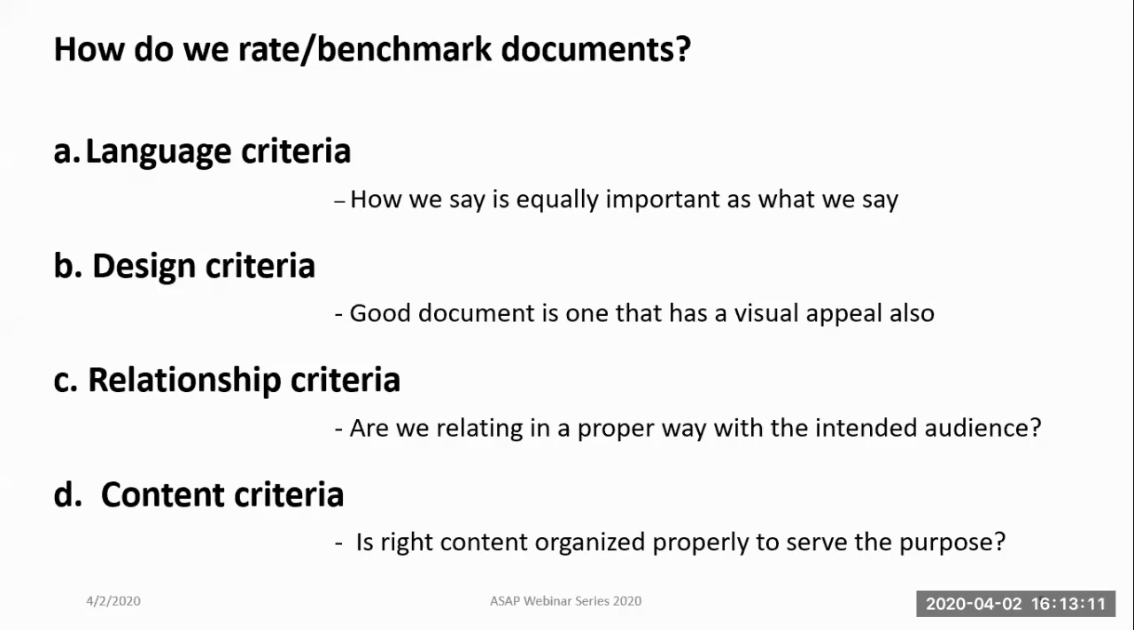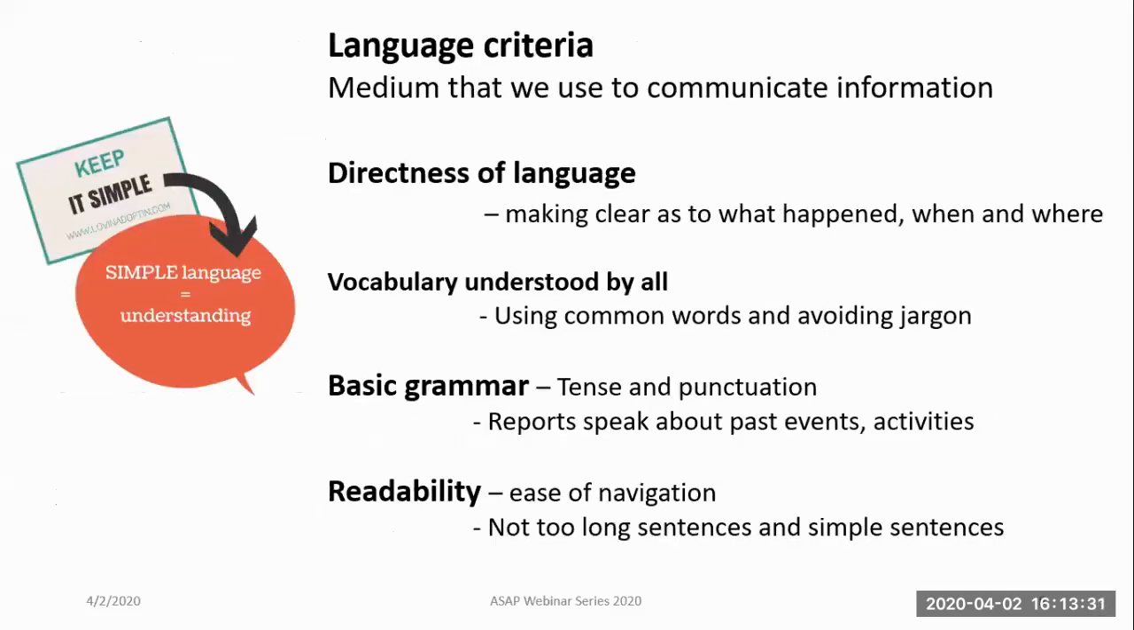Now comes the relationship criteria. This tells us if we are properly relating with the intended audience, or if we are catering to the audience in a proper way. And last but not the least is the content criteria. We see if the content is organized properly to serve the purpose. So these are the four criteria upon which we rate the documents. Let us now take each one of these.